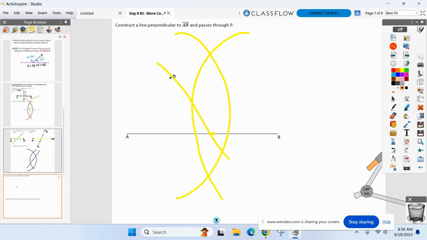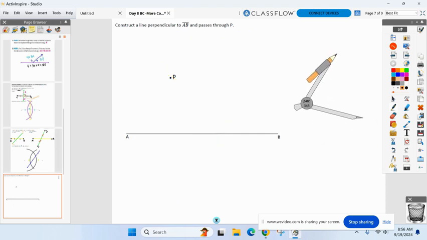This construction that we've been using is not going to work here, so I need to show you a new construction. This construction shows you how to do a perpendicular line. It's a little different. Okay, so everyone, this is brand new. This is how you make a perpendicular line. Put your compass point on P.